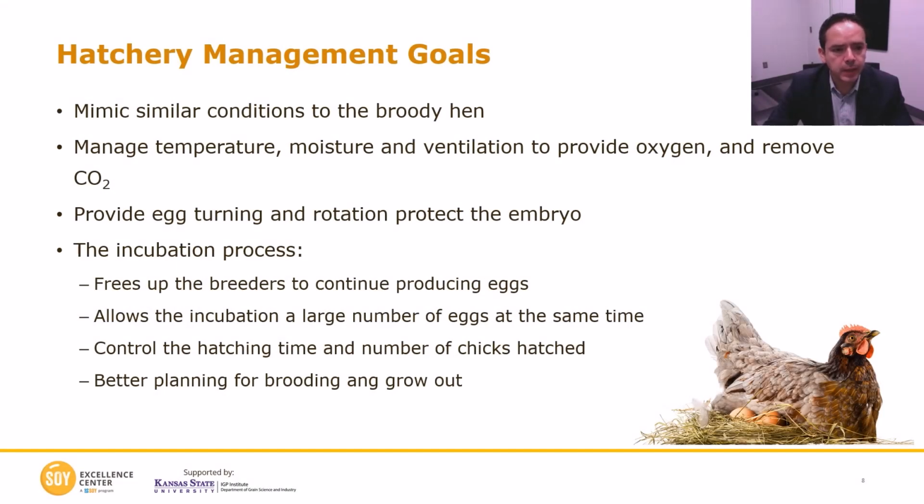So some of the hatchery management goals are to mimic similar conditions to the broody hen, manage temperature, moisture, and ventilation to provide oxygen, and remove CO2 and heat. Also, provide egg turning and rotation to protect the embryo. And the incubation process helps to free up the breeders so they can continue producing eggs and allows the incubation of a large number of eggs at the same time.